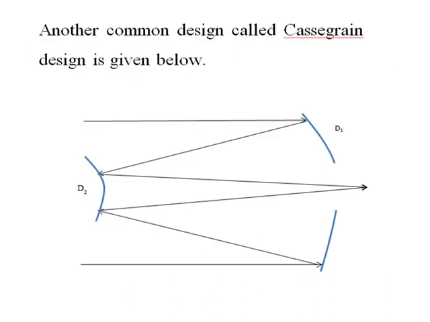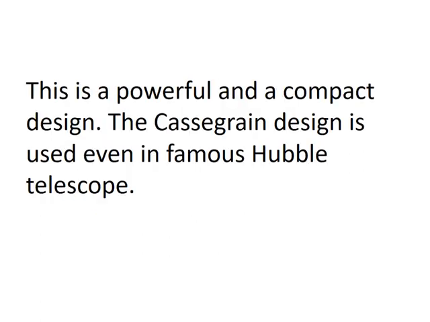This design is called Cassegrain design. Here D1 is a concave mirror, D2 is a convex mirror. We can see the final image in the right hand side of this picture. Cassegrain design is used even in the famous Hubble telescope.